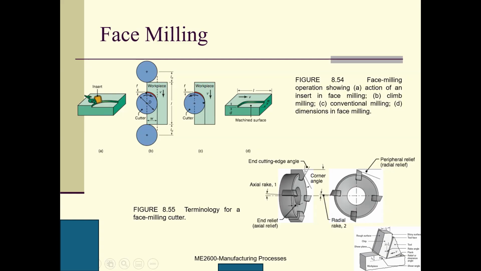Are you okay with these two angles? Why do I call it axial rake? Because I use this central line as a reference to measure the axial rake. Here, I use this radial line and this rake face to measure this angle. This one is the radial rake. So I have 2 rake angles because this is 3D, and in 3D I have two rake angles. It depends on which perspective you are looking at.